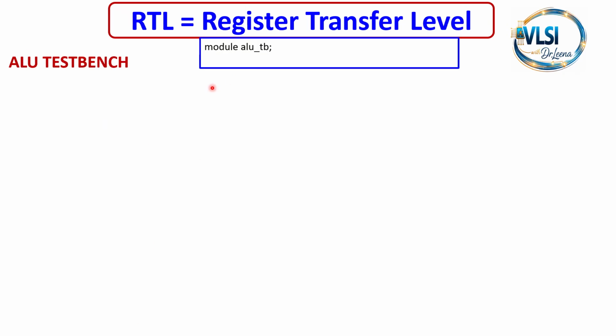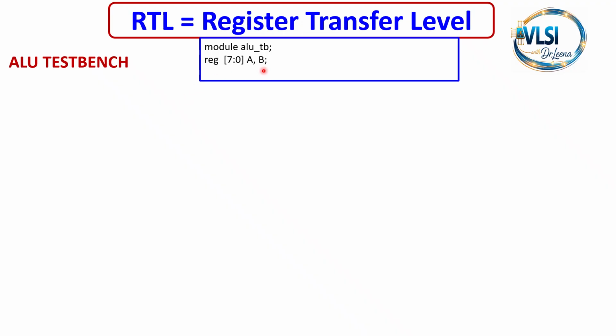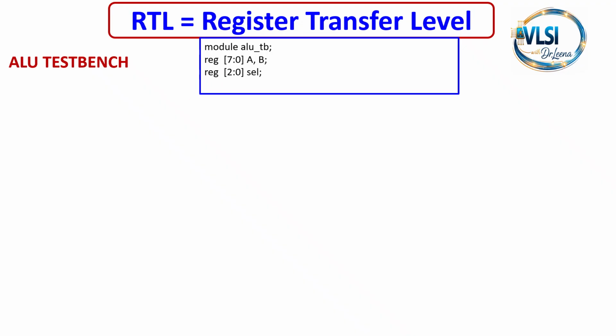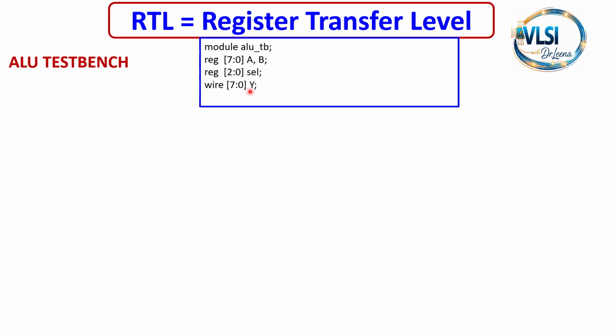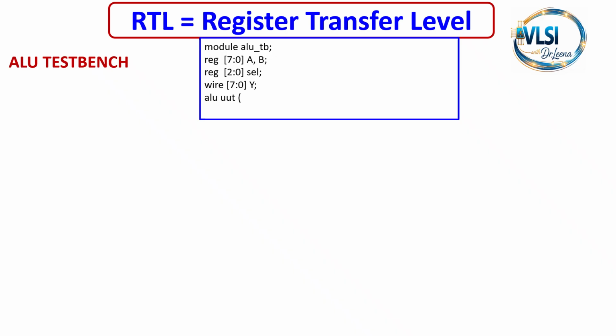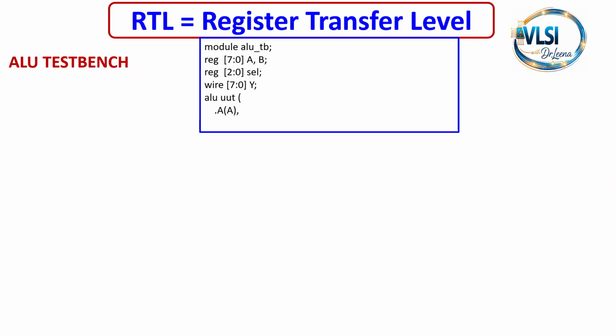Now we are writing the test bench for this ALU, that is, we are giving the module and the module name. After that we are assigning the inputs and outputs using reg and wires. Look at this, we are assigning the inputs A and B using reg and the input sel using reg. Next we are assigning the output Y using wire. After assigning the inputs and outputs, we are going to instantiate. So we are going to take the name of the module which we have given in the RTL code and the unit under test. We are opening the bracket and we are instantiating.